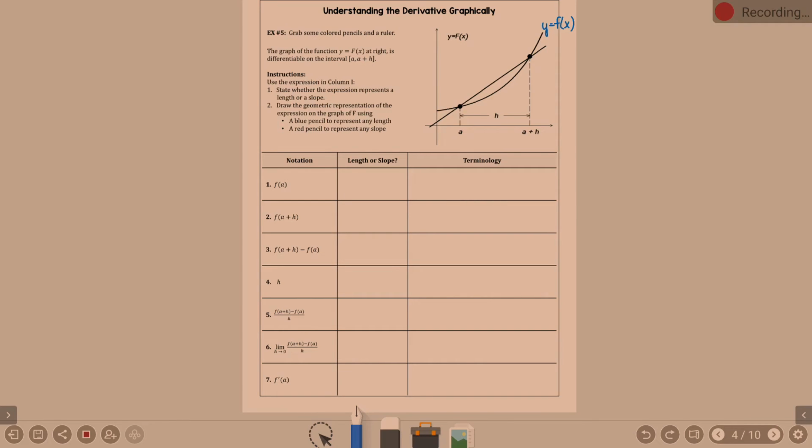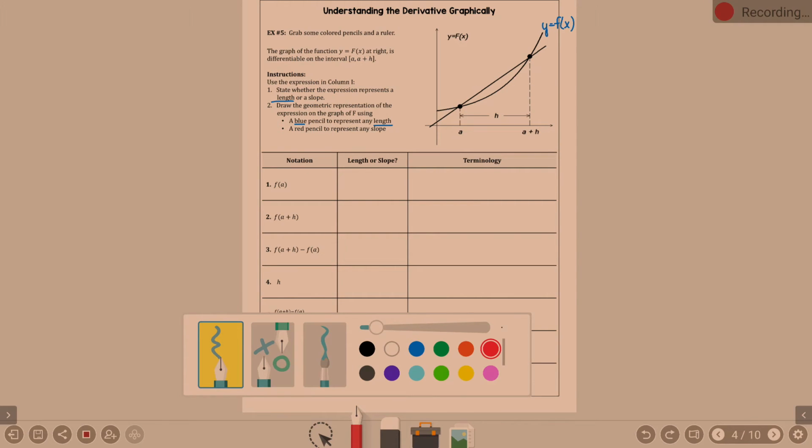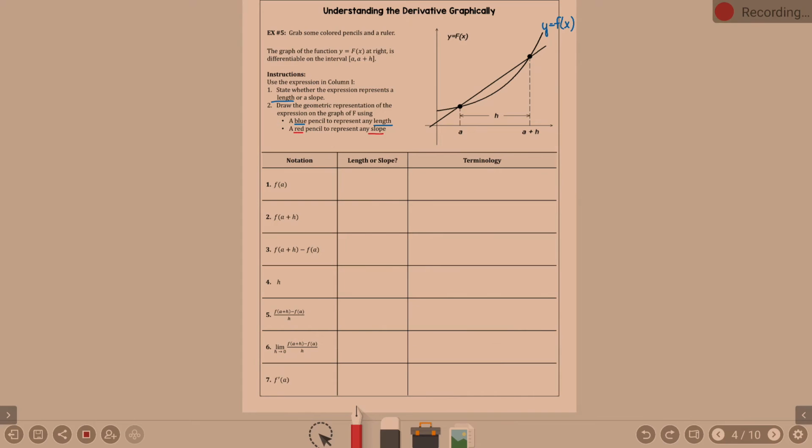We're going to state whether each expression represents a length or a slope. And then we're going to draw the geometric representation of the expression on graph F using a blue pencil if it's a length, and using a red pencil if it's a slope, or whatever colors you picked up. This is where you just circle those words or whatever. Fair enough? Okay. With that in mind.